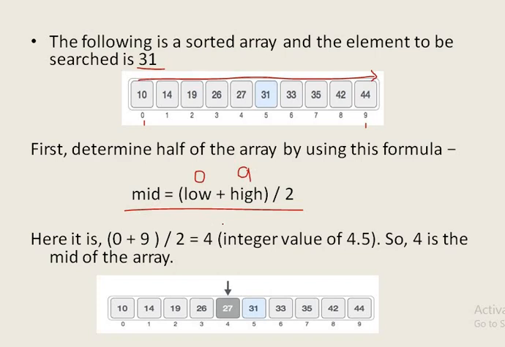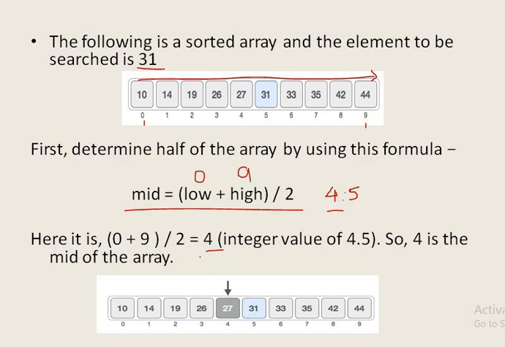By applying this formula, we get the mid value: 0 plus 9 by 2 will give 4.5. The actual value is 4.5, but we are taking the floor function, that is, the integer lower than it is taken, which is 4. So here the mid value will be 4. This is because we are taking only integer values, as an index is always represented using an integer value. That is why it is rounded off to the floor value. So here you get 4 as the middle value.